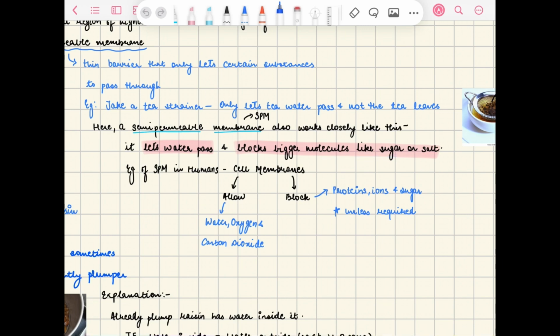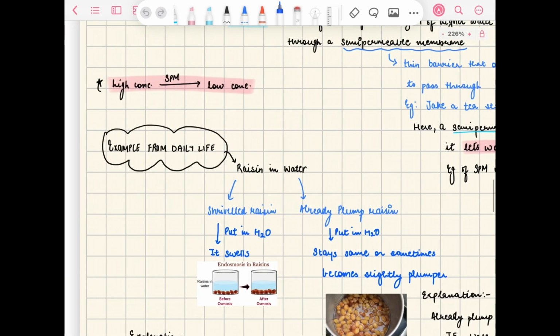If we take the example of a semi-permeable membrane in humans, cell membranes are a good example. Cell membranes allow water, oxygen, and carbon dioxide to pass through them, but they block proteins, ions, and sugar. Now, I'm not saying they'll block these things permanently, only until there is a requirement for these things inside the cell or outside the cell. Okay? Now we should move on to the next topic.